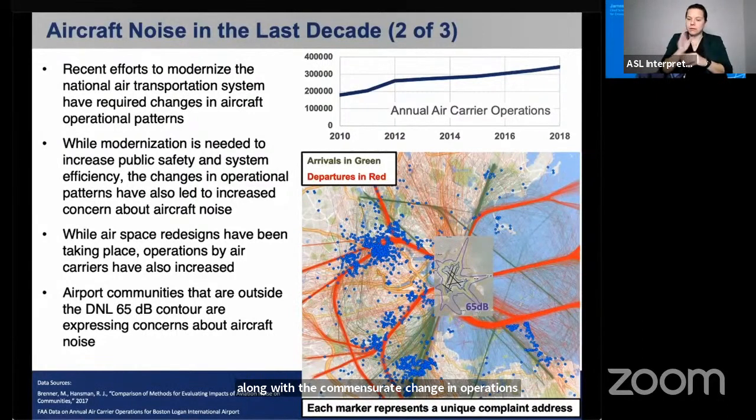However, the airspace change, along with the commensurate change in operations, has led to a number of people well outside of this day-night noise level of 65 expressing concerns about aircraft noise. This is data from Massport, the airport authority, but we at the FAA also get concerns, and we're well aware of the fact that airport communities that are outside the DNL 65 contour are expressing concerns about aircraft noise. And as I've noted, we have a research program thinking through this space.